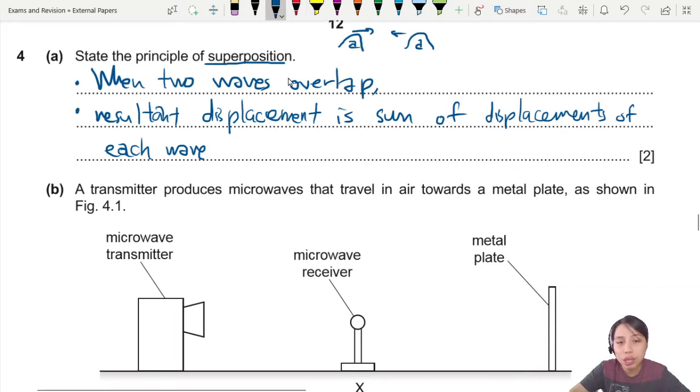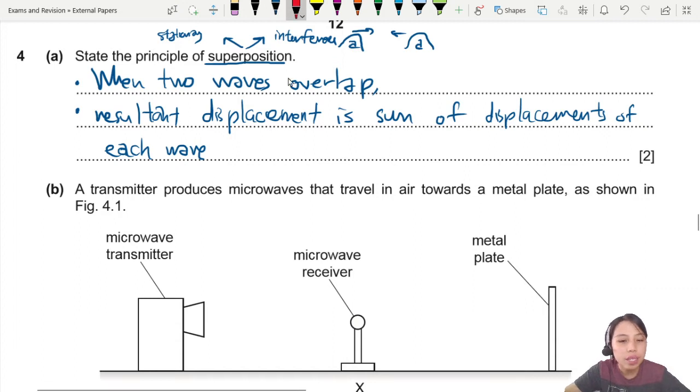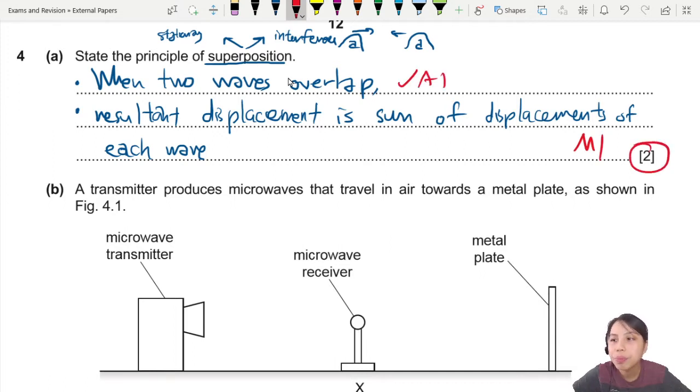One is stationary wave, a very specific condition to form that. And the other one is just in 2D space, how do these waves add together? That's interference. That's pretty much the whole chapter, stationary wave and interference. Anyway, here's 2 marks, one for when two waves overlap, resultant displacement is added when they overlap, something like this. Okay, 2 marks for that.